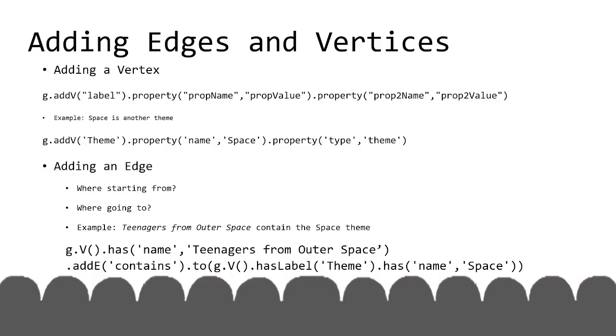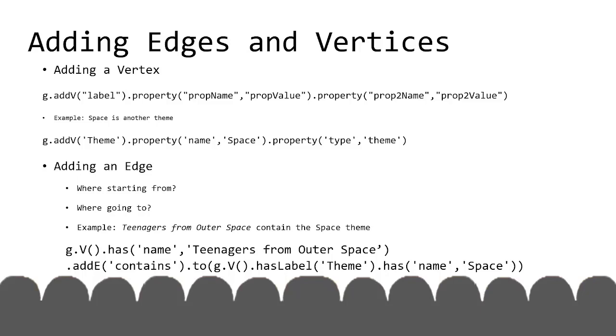Now we're also going to add an edge. We need to say where this is starting from and where it is going to. We're going to use the movie Teenagers from Outer Space, and it contains a space theme. So first, let's get our Teenagers from Outer Space. That's g.v.hasName, Teenagers from Outer Space.